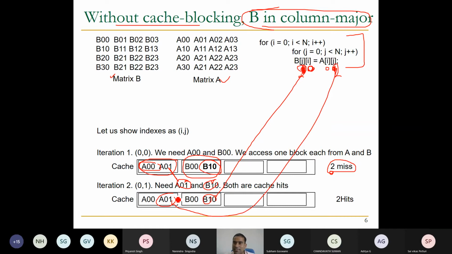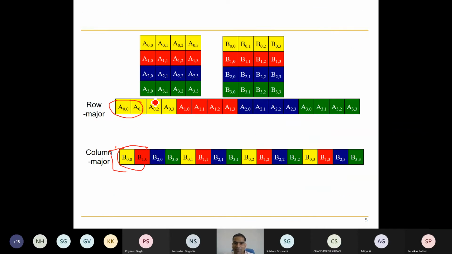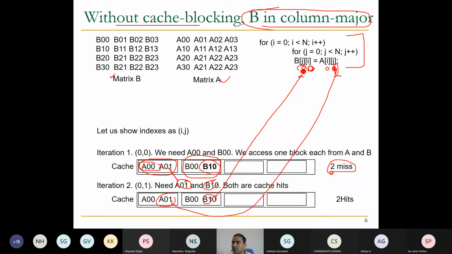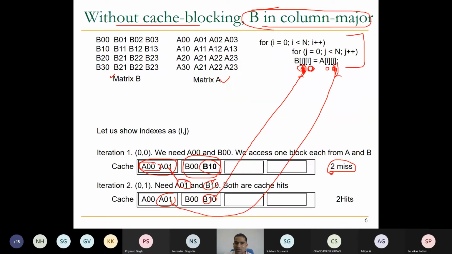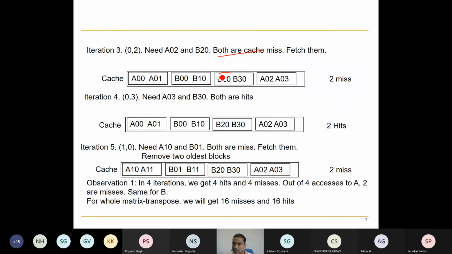I need to fetch A02. So when I fetch A02, what all will also come? A03. Yes, when I fetch A02, A03 will also come. And I also need B20. So I fetch B20, and what will also come? B30. Yes, when I fetch B20, B30 will also come. And when I fetch A02, then A03 will also come. But both of these were misses, so these are 2 misses. Both the 2 accesses lead to a miss.